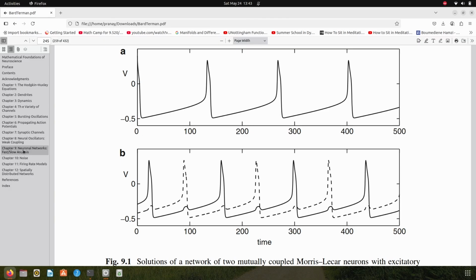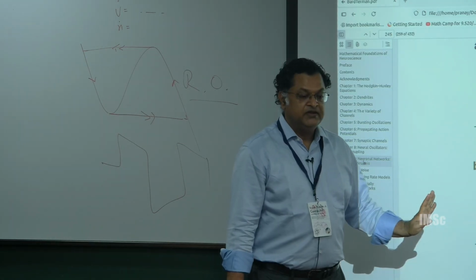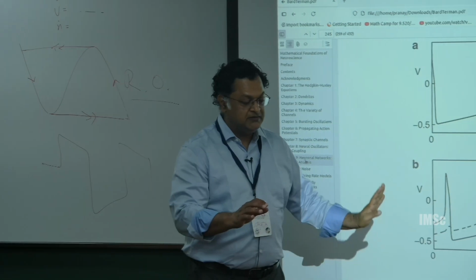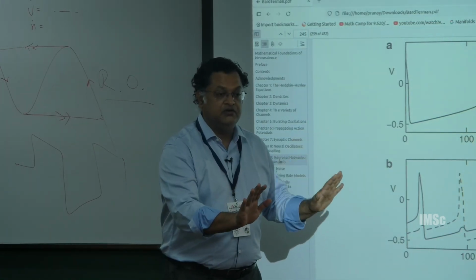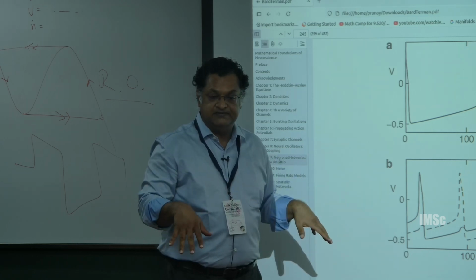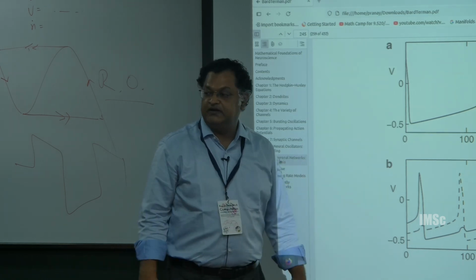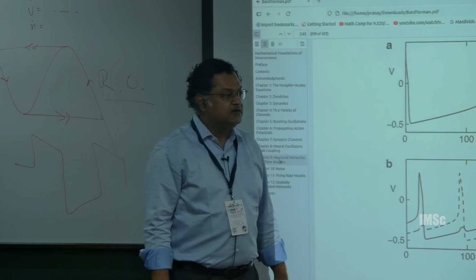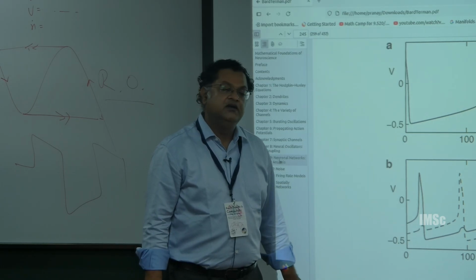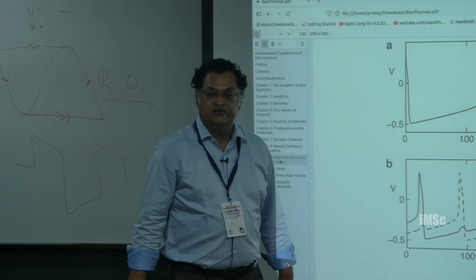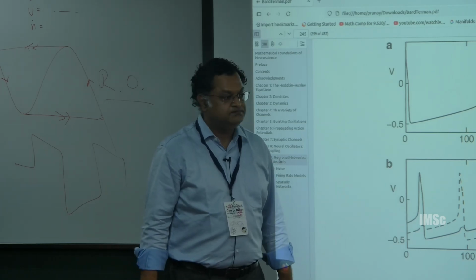So there are lots of emergent phenomena here, because what you can understand by looking at one neuron may differ from how it behaves when it's coupled in a group. So lots of scope for studying emergent phenomena. I think I'll stop here, and if you have any questions, you can catch me later today or over email or Zoom when I'm back.